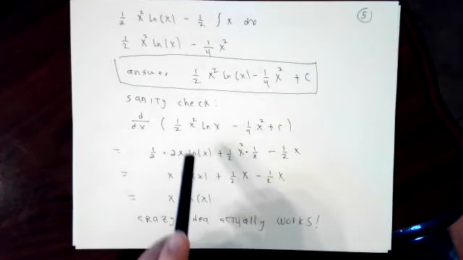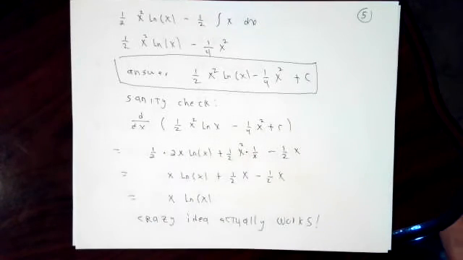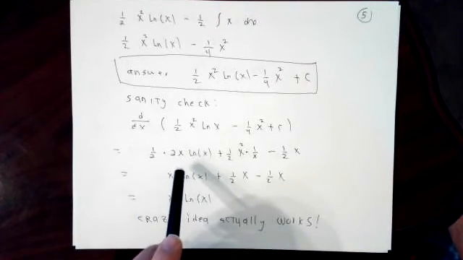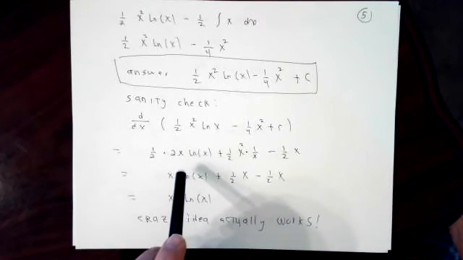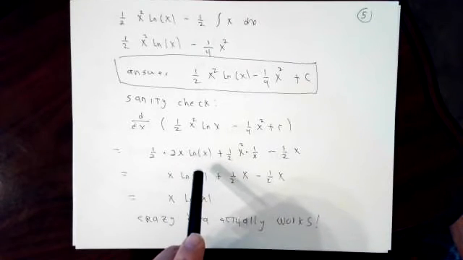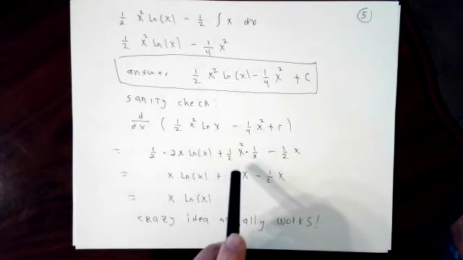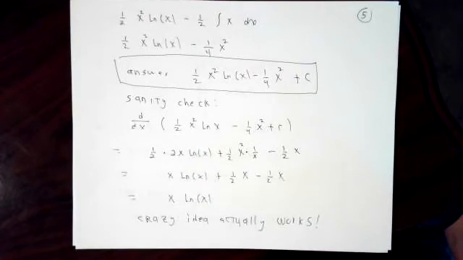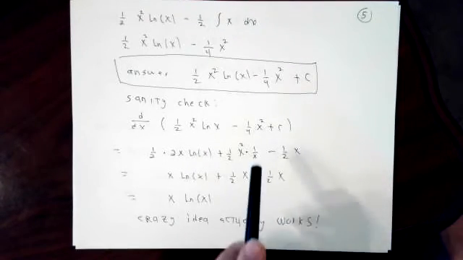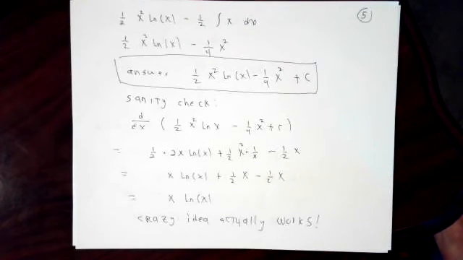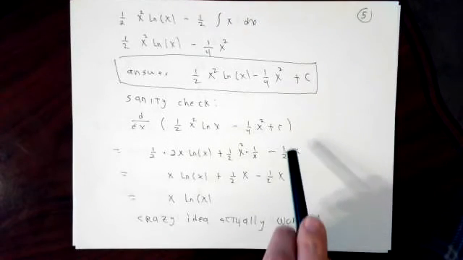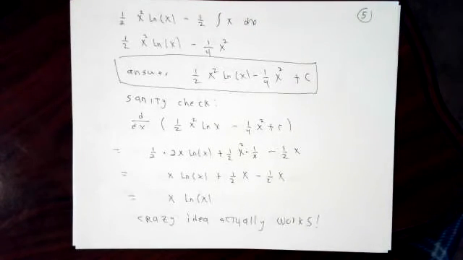For the first piece, I have to use the product rule on that. So I'm going to have 1/2 times the derivative of x squared, which is 2x, times the other factor, natural log x, plus 1/2 x squared times the derivative of natural log x, which is 1 over x, minus the derivative of 1/4 x squared, which is 1/4 times 2x, which is 1/2 x, and the derivative of a constant is 0.